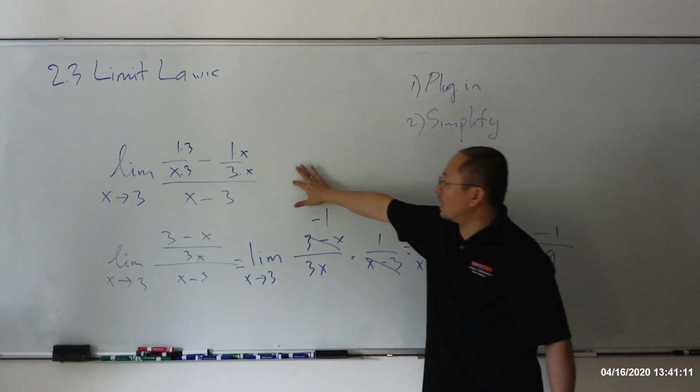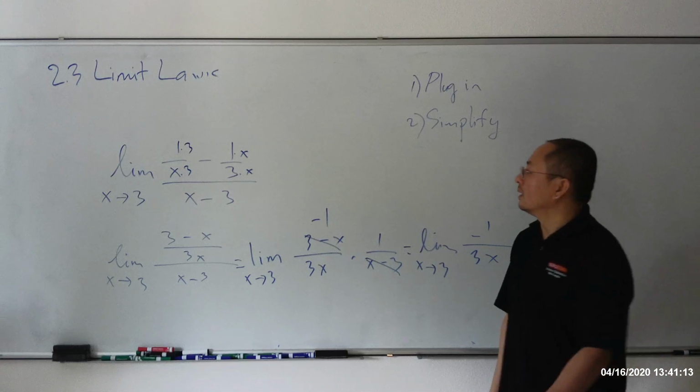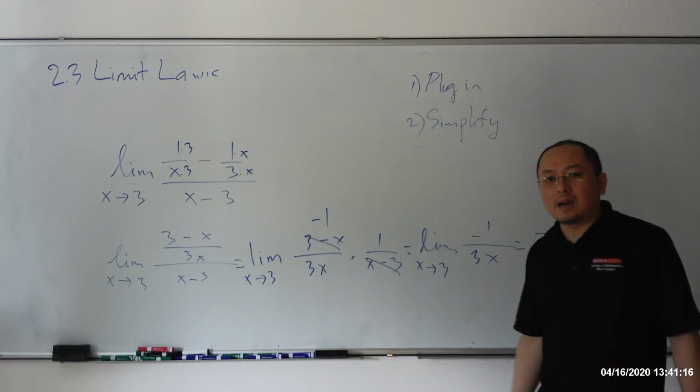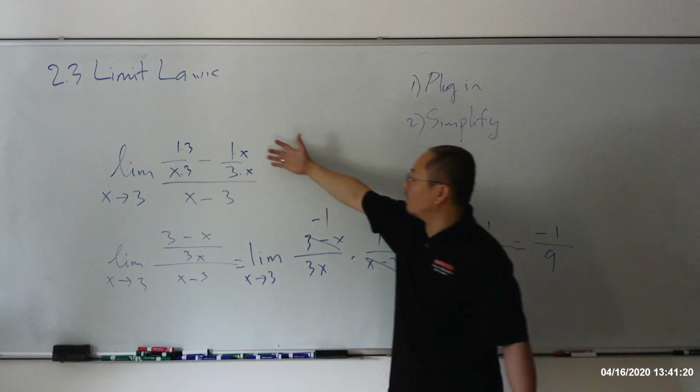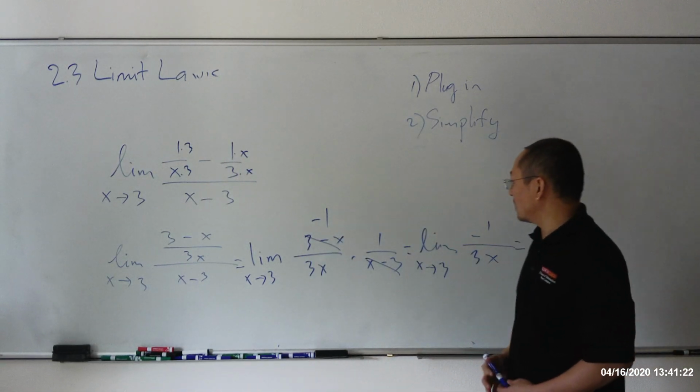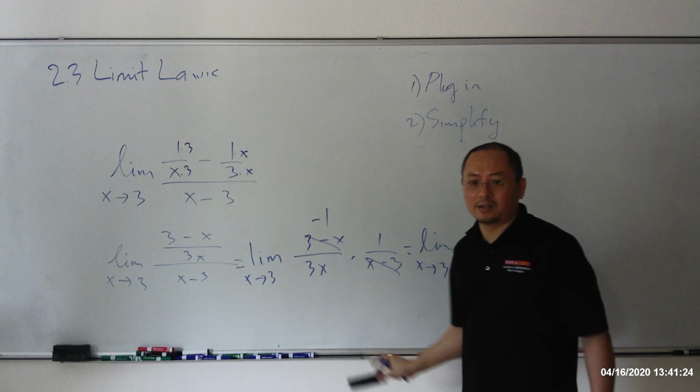So the second example right here still follows the 2 steps that I'm showing you, but this time we're not trying to factor anymore. We try to simplify the fraction on the numerator.